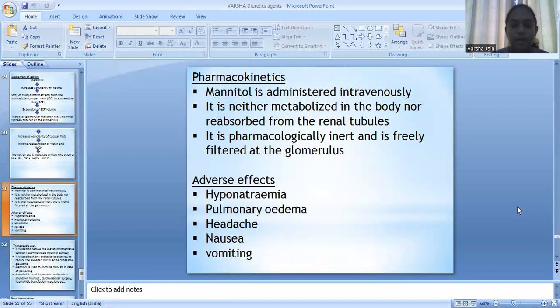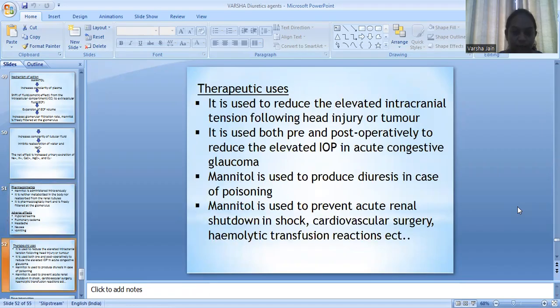Pharmacokinetics: mannitol is administered intravenously. It is neither metabolized in the body nor reabsorbed from the renal tubules. It is pharmacologically inert and is freely filtered at the glomerulus. Adverse effects of mannitol: hypothermia, pulmonary edema, headache, nausea, vomiting.